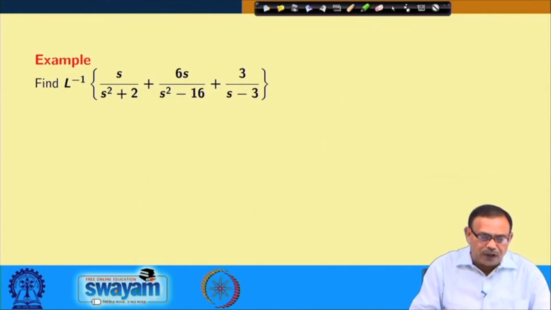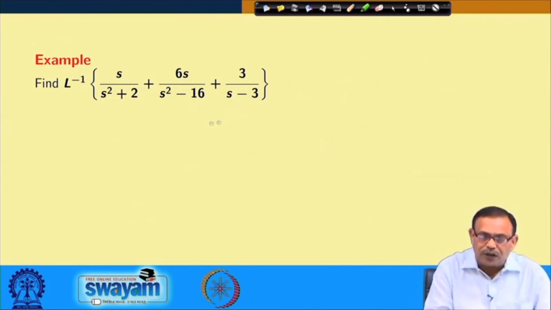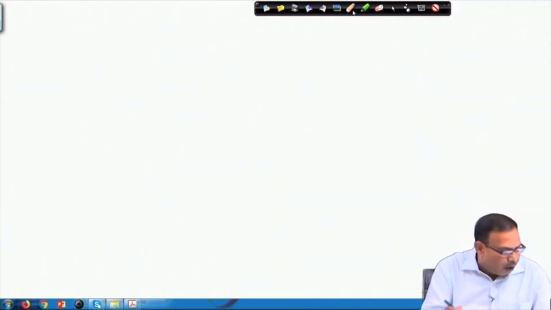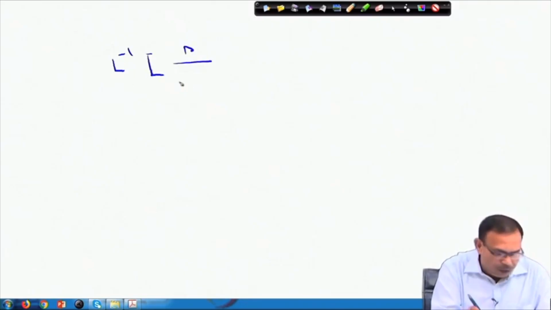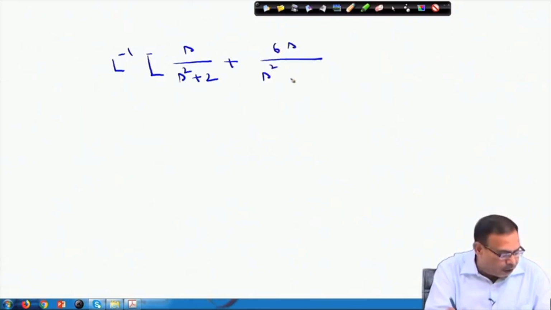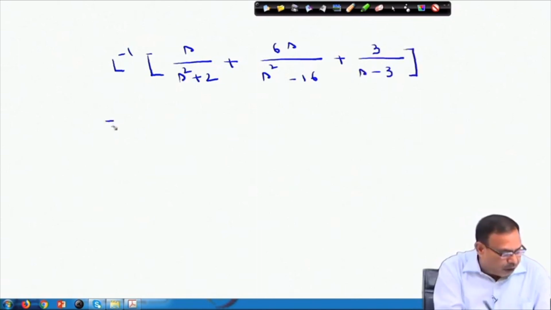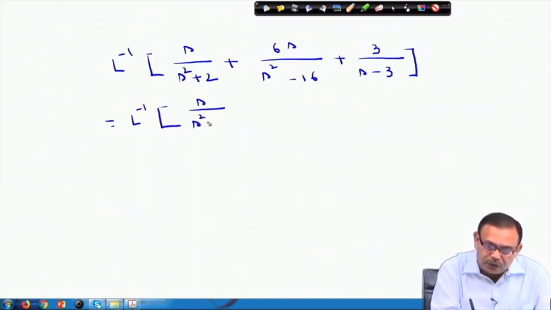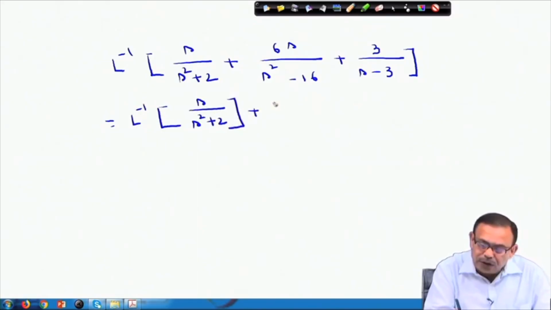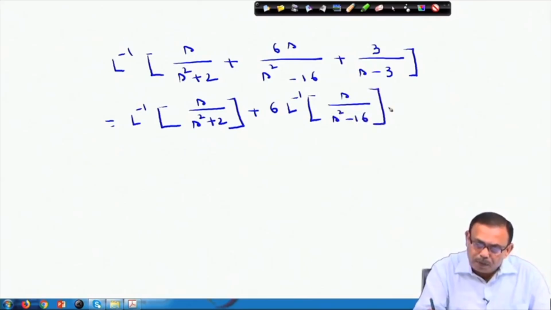Let us take an example of how to find the Laplace inverse of this function of s. The function is Laplace inverse of s by s square plus 2, plus 6 s by s square minus 16, plus 3 by s minus 3. Using the linearity property, I can write this as Laplace inverse of s by s square plus 2, plus 6 into Laplace inverse of s by s square minus 16, plus 3 into Laplace inverse of 1 by s minus 3.